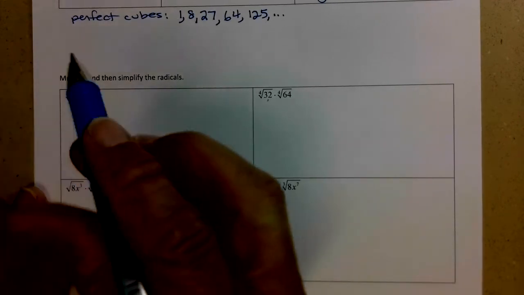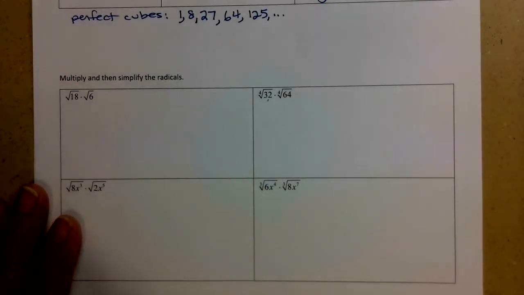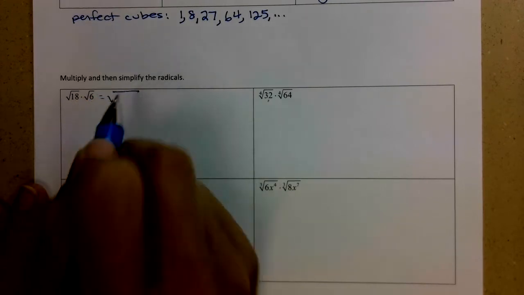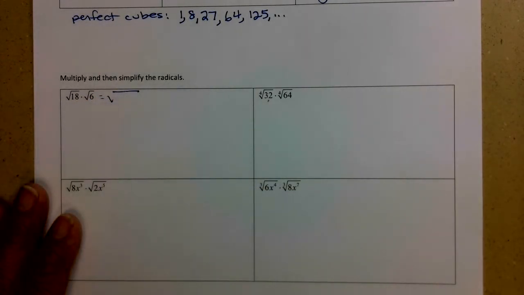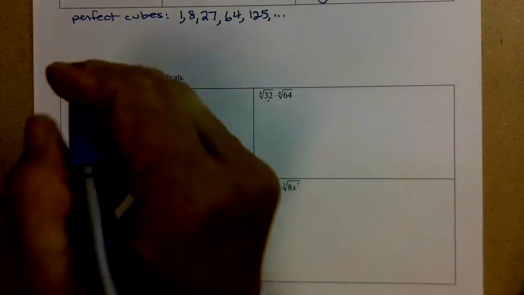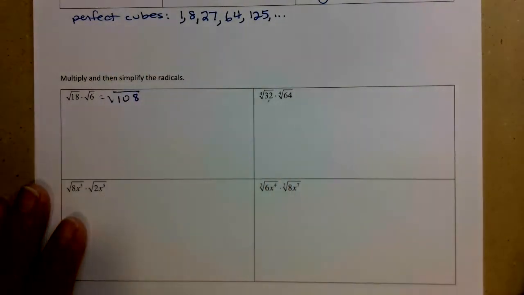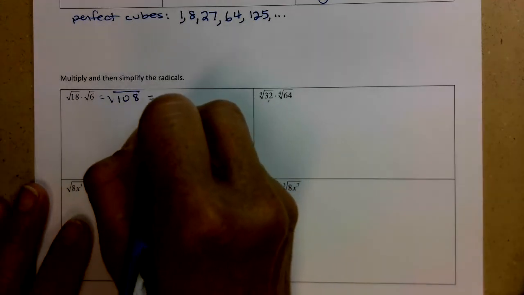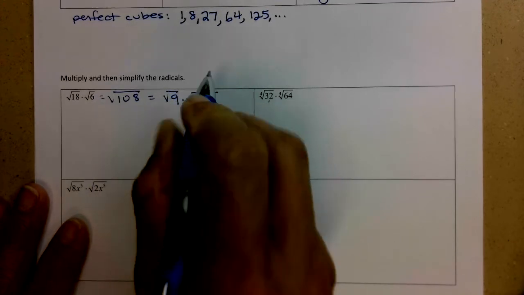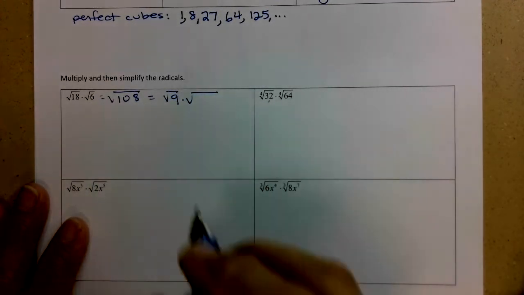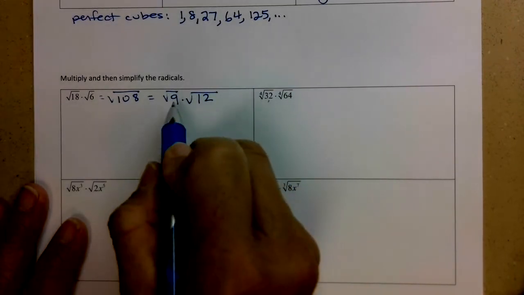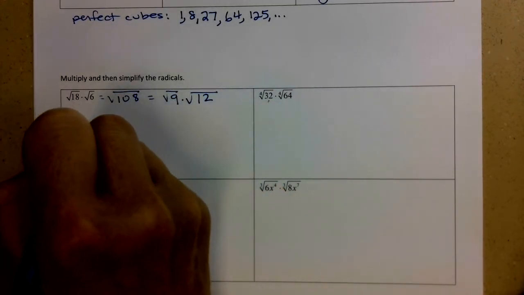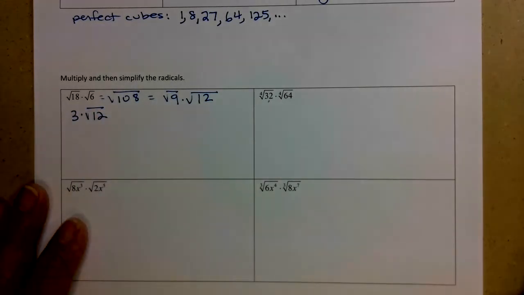So here we go. The square root of 18 times the square root of 6. So let's multiply those together. So 6 times 18 is 108. And now I need a perfect square that goes into 108. Gee, I don't know. 9? I guess 9 goes into that. Okay, so then that'll be the square root of 9 times the square root of, I'll do the division over here, 12. Awesome. And the square root of 9 is 3 times the square root of 12.